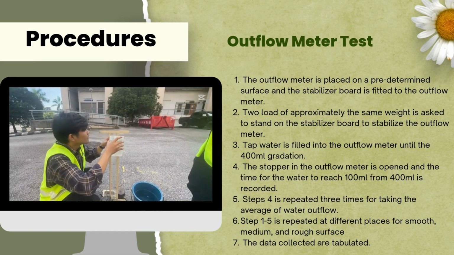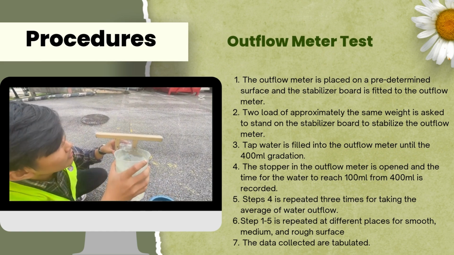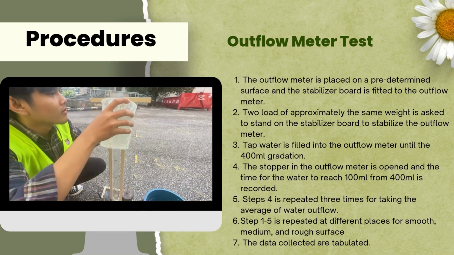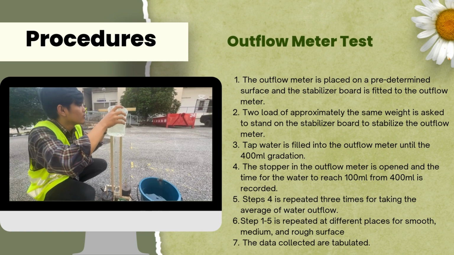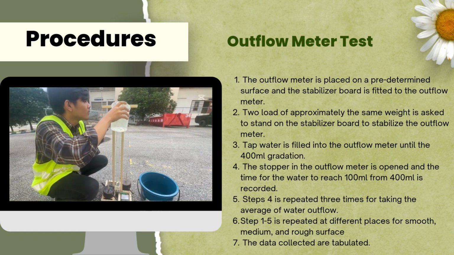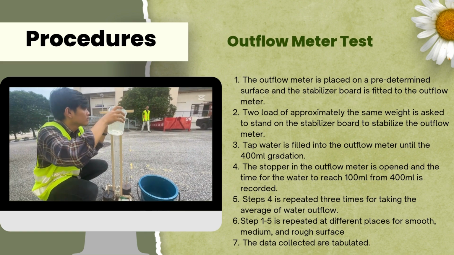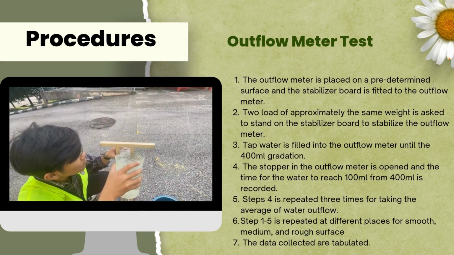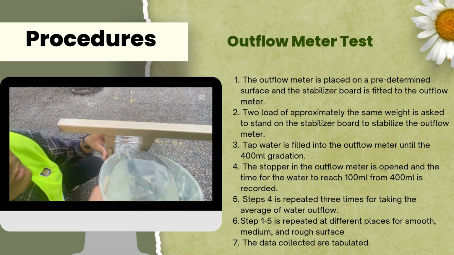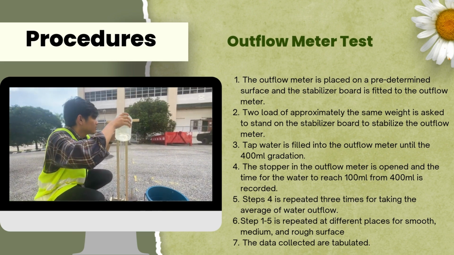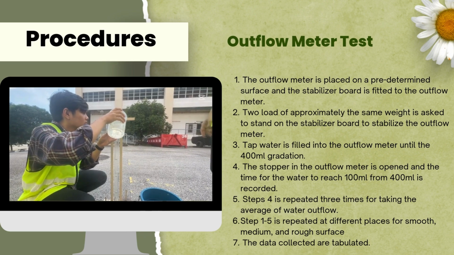These are the procedures taken for the outflow meter test. First, the outflow meter is placed on a predetermined surface and the stabilizer board is fitted to the outflow meter. Then, two loads of approximately the same weight are asked to stand on the stabilizer board to stabilize the outflow meter. Tap water is filled into the outflow meter until the 400 ml gradation.